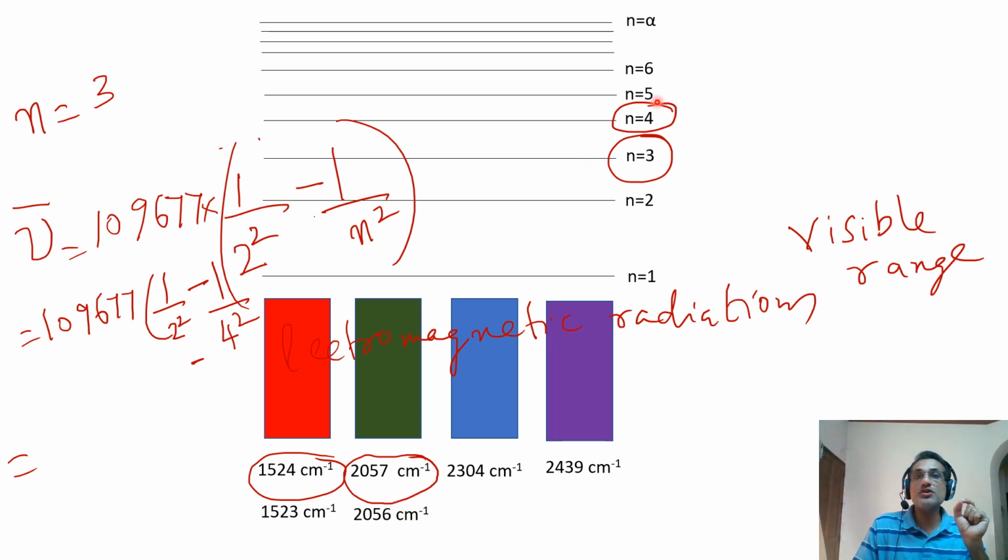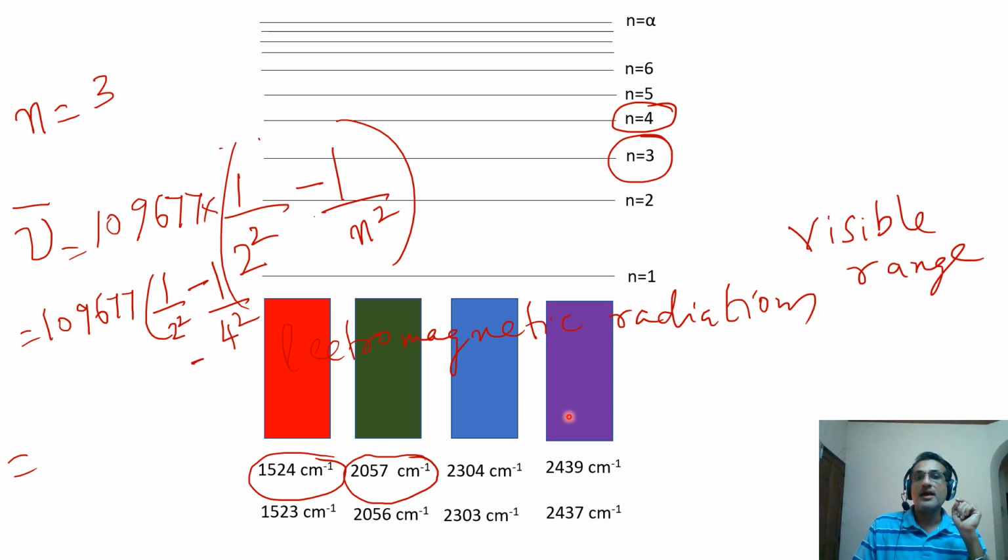Likewise, he substituted the value of 5 for n, so it is 1 by 25. Again he calculated and he got the value equal to 2303 centimeter inverse, which corresponds to the blue colored light with a wave number of 2304 centimeter inverse. Finally, he gave the value of 6 for n, and he observed that the wave number 2437 centimeter inverse, corresponding to the violet color, was being obtained.